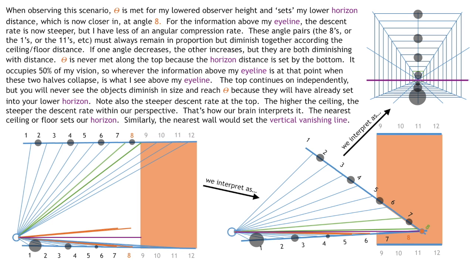The top continues on independently, but you will never see the objects diminish in size and reach theta along the top, because they will have already set into your lower horizon. They are gone to your vision. Note also the steeper descent rate at the top. The higher the ceiling, the steeper the descent rate within our perspective. This is how our brain interprets it. The nearest ceiling or floor sets our horizon. Similarly, the nearest wall would set the vertical vanishing line if we were up against a long wall, let's say.